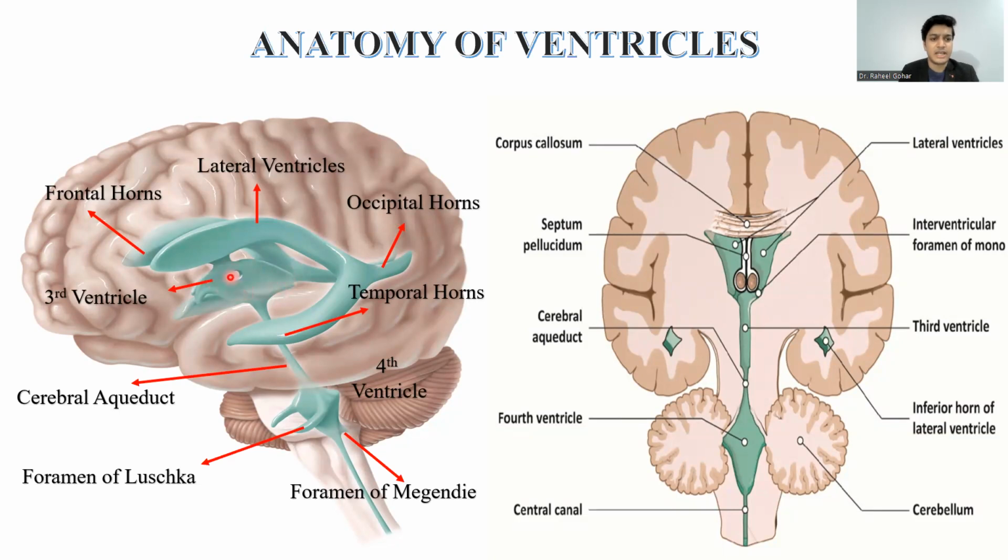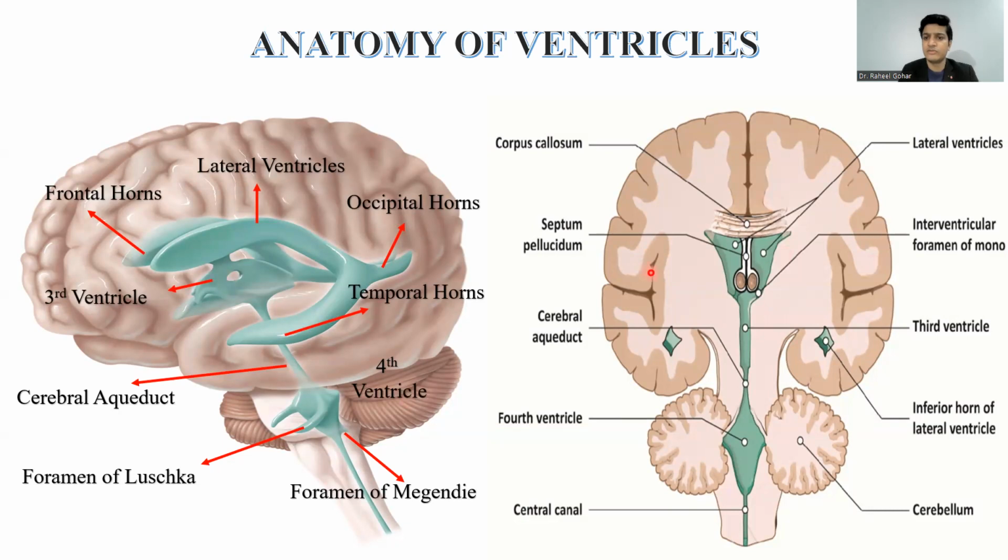It is single, and it is connected to both the lateral ventricles via the interventricular foramen, or the foramen of Monro. Finally, this third ventricle is connected to the fourth ventricle via the aqueduct of Sylvius, or the cerebral aqueduct. And finally, the fourth ventricle opens into the subarachnoid space through the foramen of Luschka laterally and the foramen of Magendie posteriorly. And then the CSF comes into the subarachnoid space around the brain and around the spinal cord.